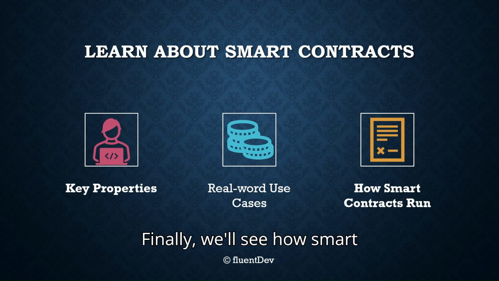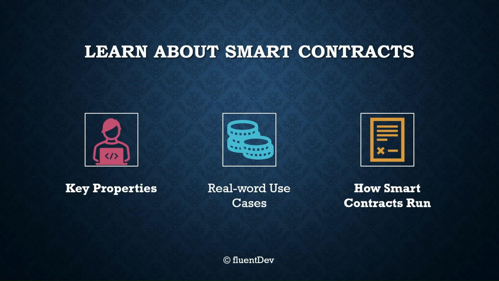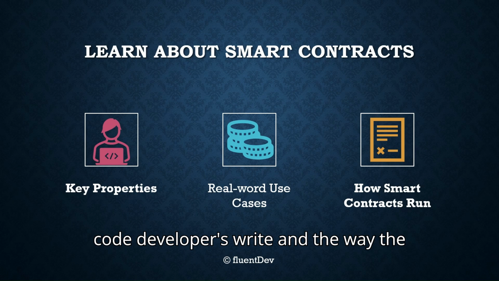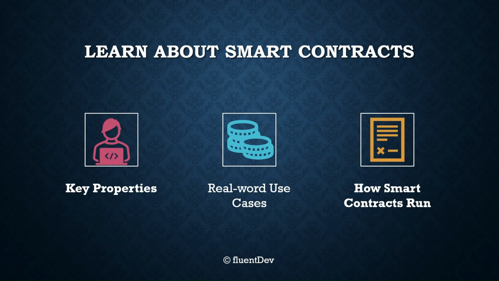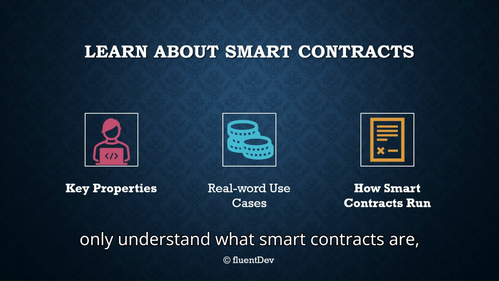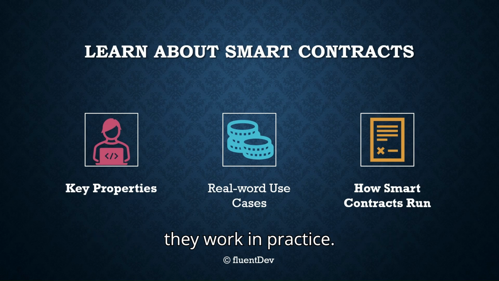Finally, we'll see how smart contracts actually run on a blockchain. This will connect the dots between the code developers write and the way the blockchain executes the code securely. By the end of this lesson, you'll not only understand what smart contracts are, but also why they're important and how they work in practice. Let's start with some key properties.